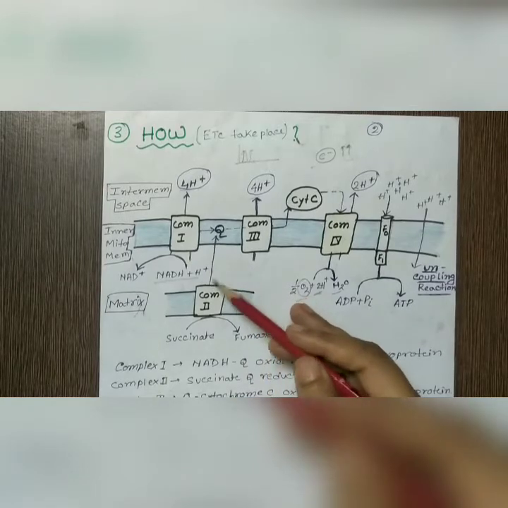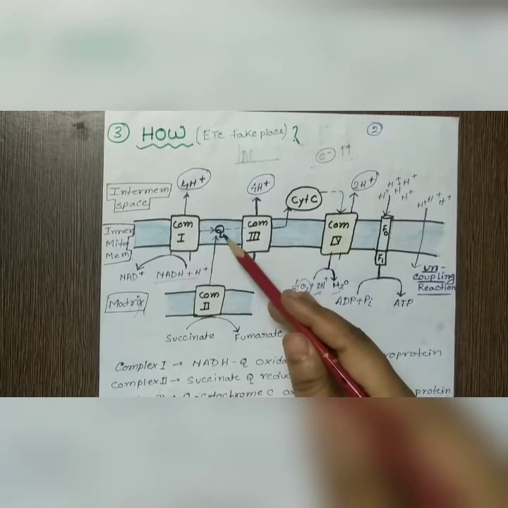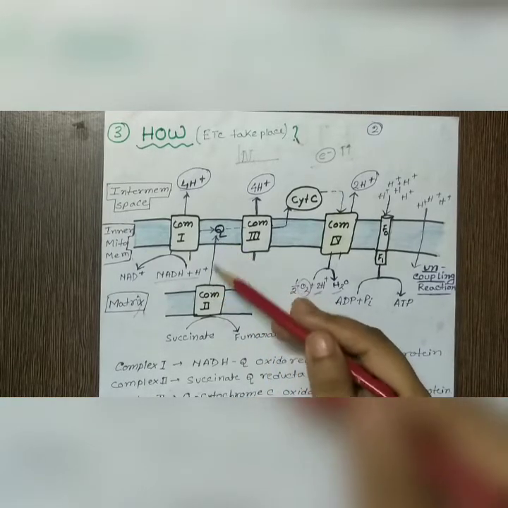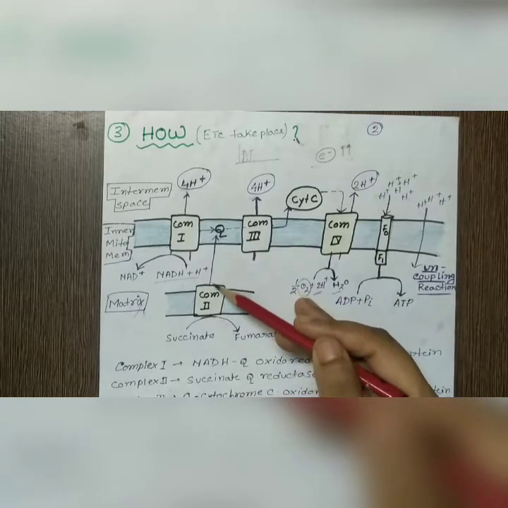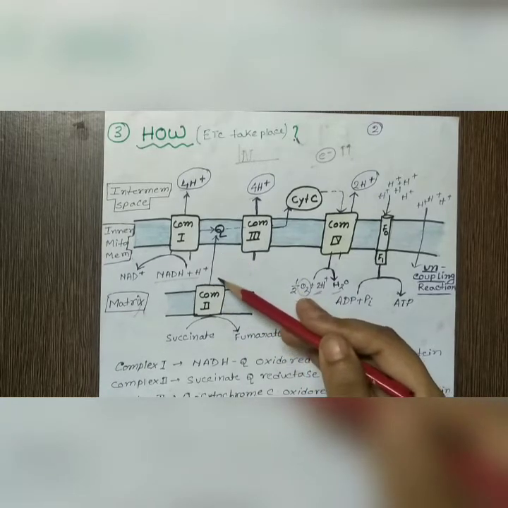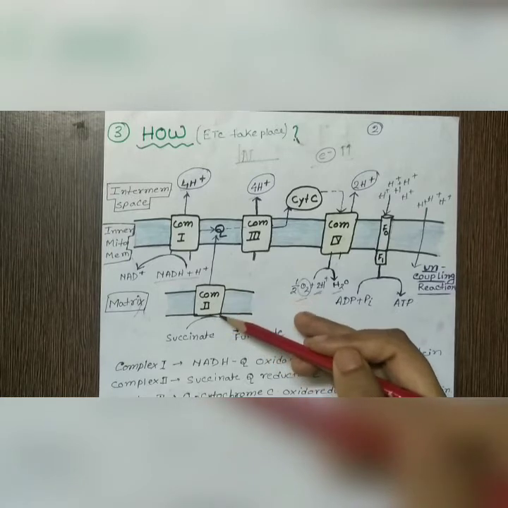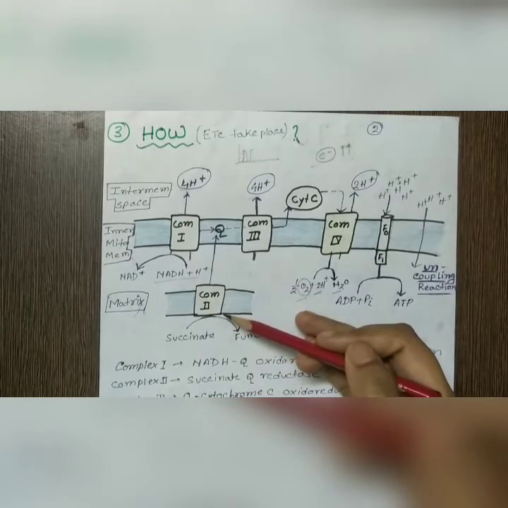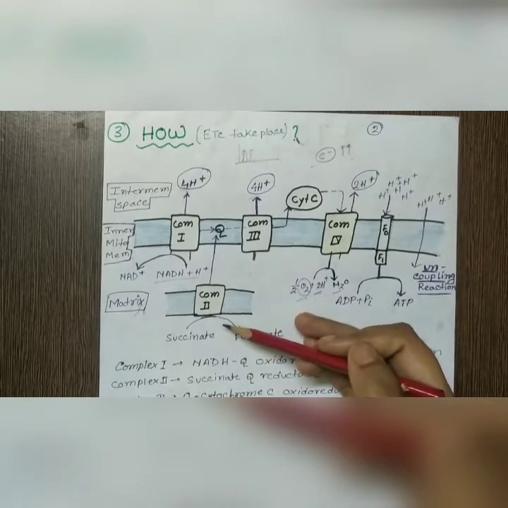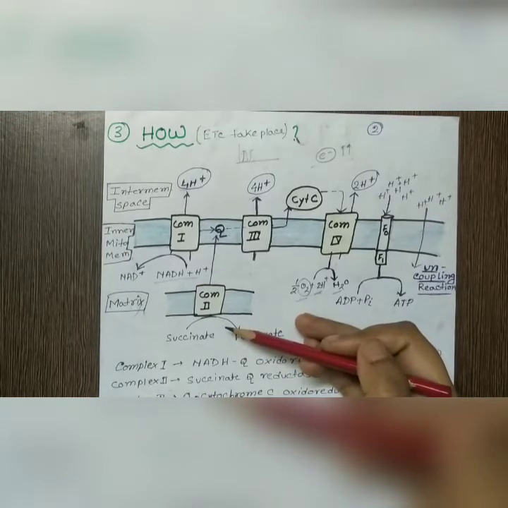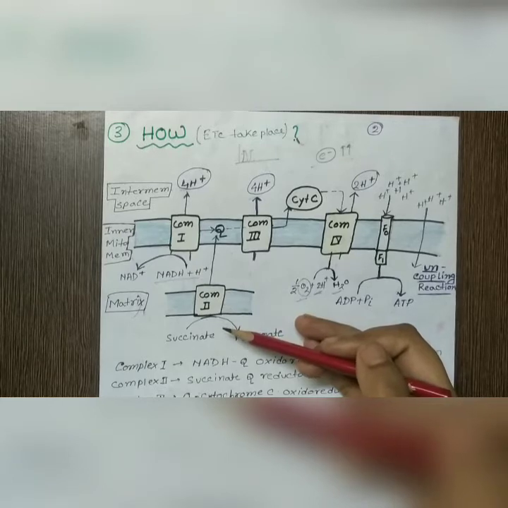Then it gives to Q, but there is no change in energy, so it can't extract protons from the matrix. It means complex 2 can't extract any proton from the matrix because there is no energy change. If there is no energy change, then how can it extract protons?